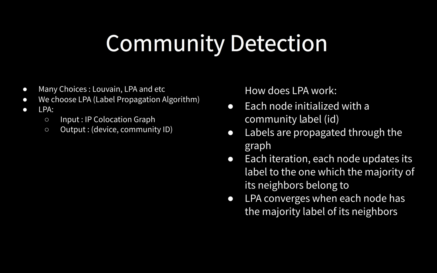At the beginning, each node, or device, thinks of itself as a community and has its unique community identifier. At each iteration, it communicates with neighbors. It broadcasts the community ID it belongs to. At the same time, it also receives incoming community IDs from its neighbors. At the end of each iteration, the node updates its label to the one which the majority of the neighbors belong to. Once the algorithm converges, each node will have the majority label of its neighbors.